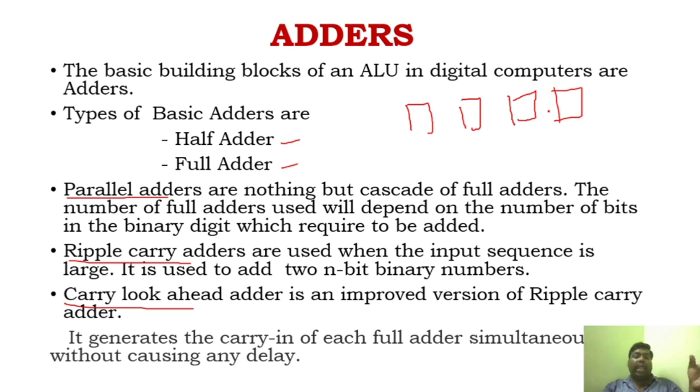The carry look ahead adder is the improved version of the ripple carry adder. We can also call it a fast adder. Why? In a ripple carry adder you have more delay, because the carry propagates from LSB to MSB, so it takes more time. To reduce the delay, we go for the carry look ahead adder, which is why it is called a fast adder. In this video, we will see only the half adder and full adder, and the remaining adders we will see in subsequent videos.